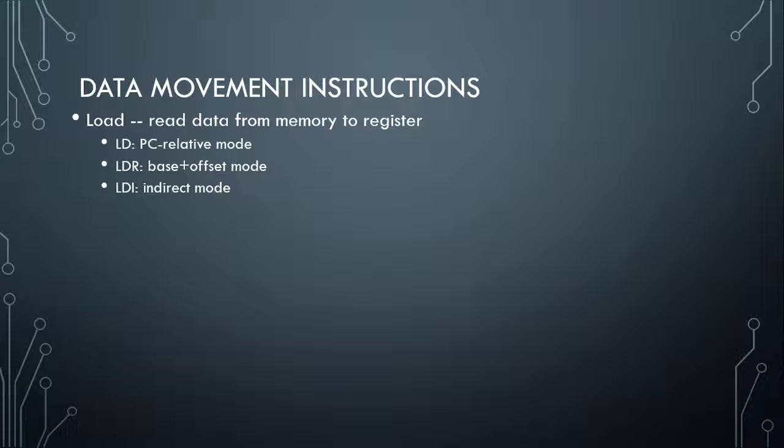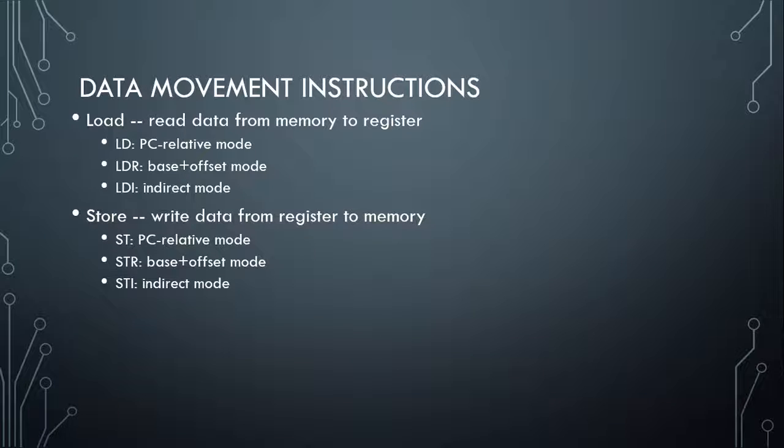All right, so our next command is the load command, which reads data from the memory to the register. And there's particularly 3 ones to talk about. There's LD, which is the program counter relative mode, LDR, which is base plus offset mode, and LDI, which is indirect mode. Then, of course, there's the store, which writes data from your register to the memory.